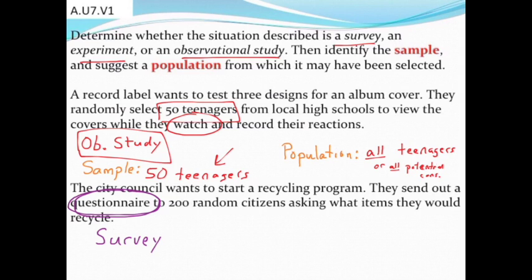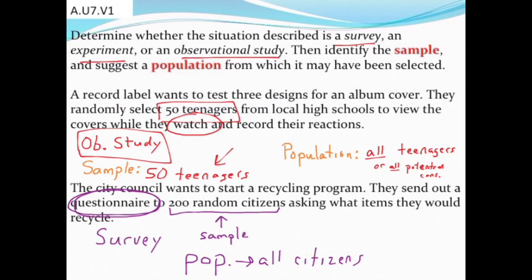As far as my sample goes, the sample is who I asked the question to, so these 50 random citizens would represent my sample. And as far as a population this might represent, I don't want to say all people, because this recycling program isn't going to be something that's worldwide, it's just for this particular city. So I'm going to say my population is probably all citizens in this city, which hopefully is representative of those 50 people that I sampled. Alright. That's really all I've got for this one.